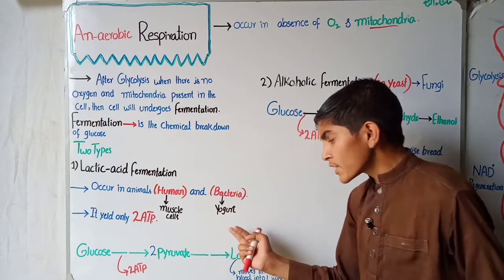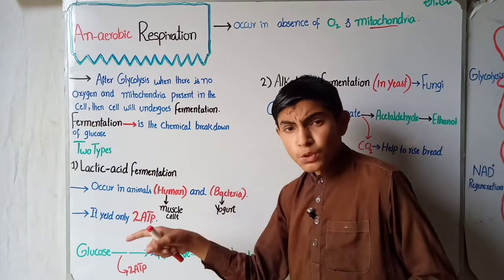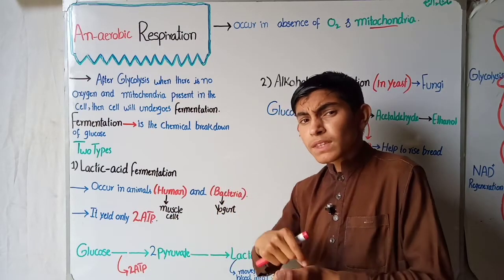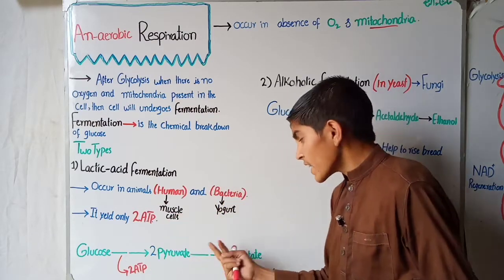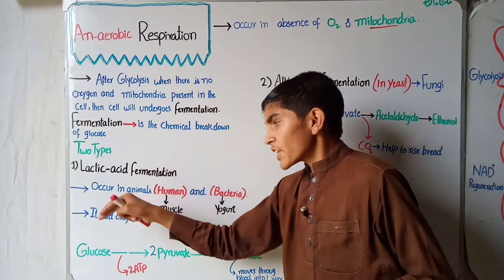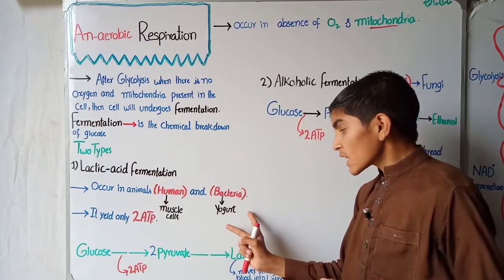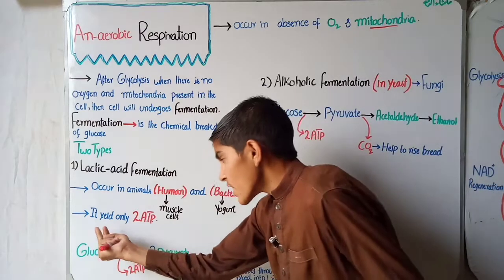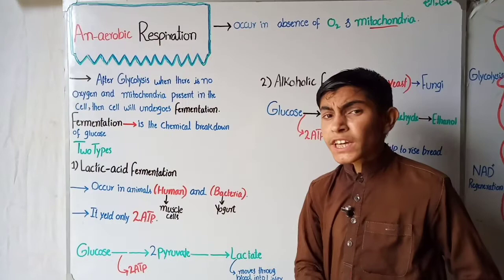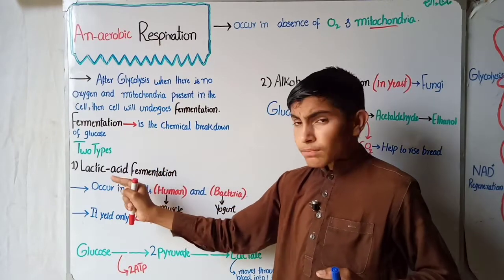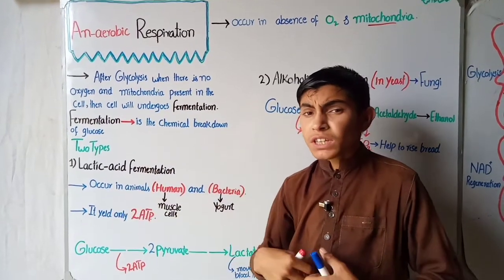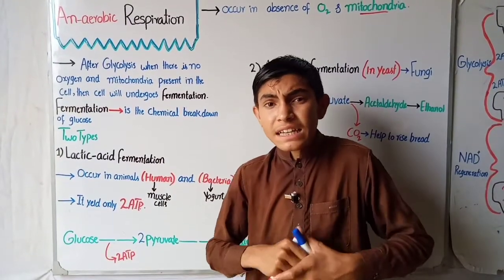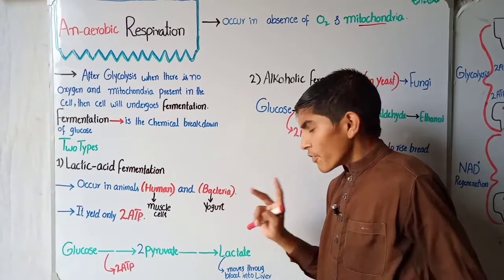And it also occurs in bacteria. The bacteria use the protein of the milk and then undergo lactic acid fermentation and give us yogurt. So now we'll study how yogurt is formed, and it yields only 2 ATP. So the energy in anaerobic respiration and lactic acid fermentation is very little because there are only 2 ATP, but still it is enough for the bacteria.